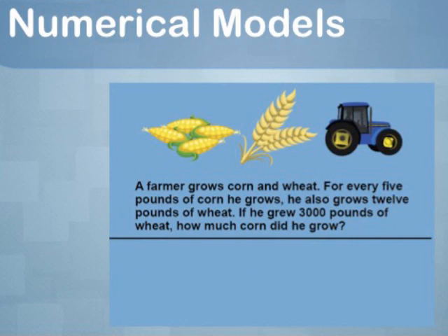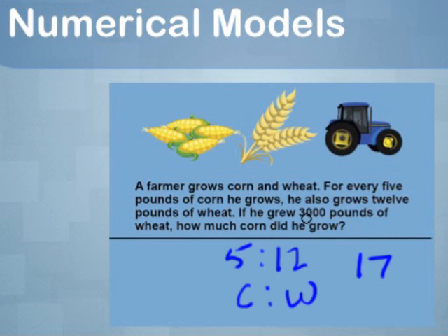A farmer grows corn and wheat. For every 5 pounds of corn he grows, he also grows 12 pounds of wheat. If he grew 3,000 pounds of wheat, how much corn did he grow? The ratio of corn to wheat is 5 to 12. And the two components of the ratio add up to 17. We want the value for wheat to be 3,000. So using a ratio table would be too cumbersome to use.